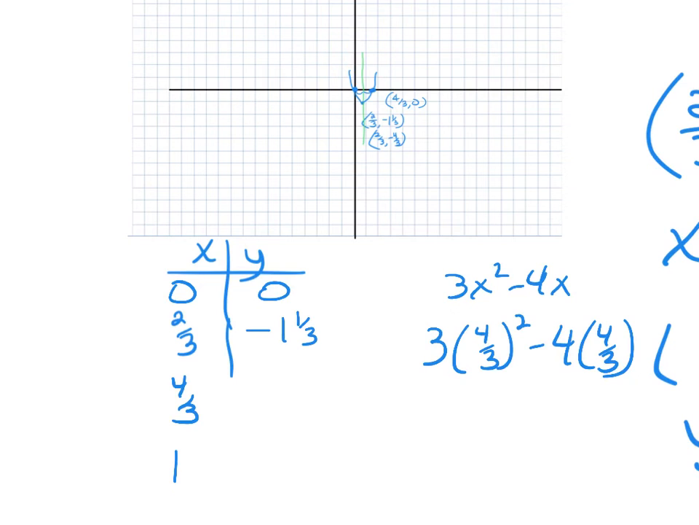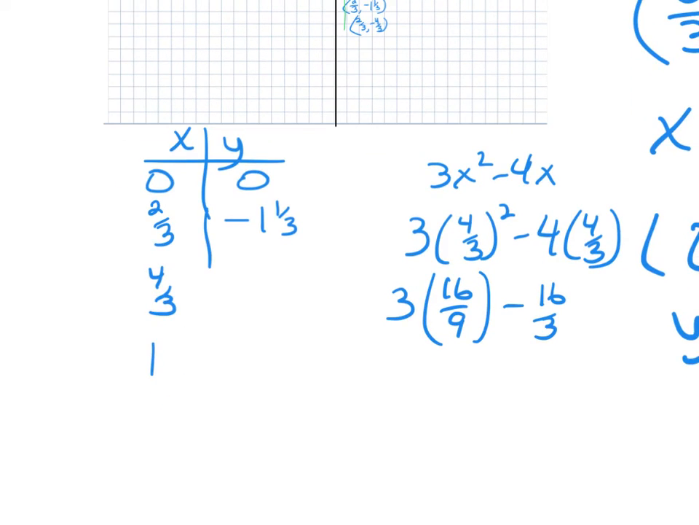So then I've got to square this first. 16 over 9 times 3. 16 over 3. This simplifies. 16 over 3 minus 16 over 3. And that's how I get 4/3, 0. Now, keep in mind, I could have also plugged in 1 and still gotten another ordered pair.